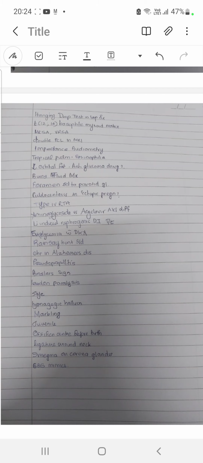Chromosome in Alzheimer's disease 14, 21. Pseudopapilledema associated with hypermetropia. Amsler's sign is in Fuchs endothelial dystrophy. Leaden paralysis associated with atypical depression. STI is actually external auditory gland. Hypnagogic hallucination associated with narcolepsy. Marbling, you have to remember it is 36 to 48, minimum 36.